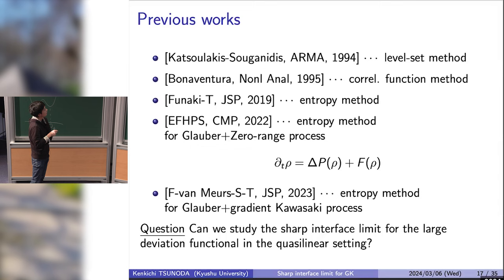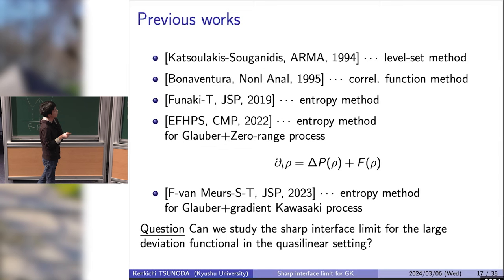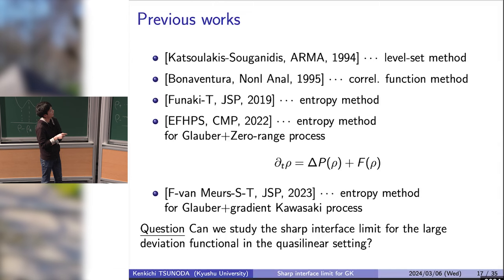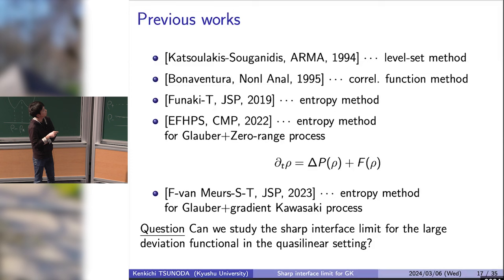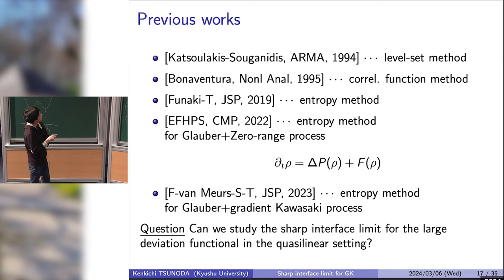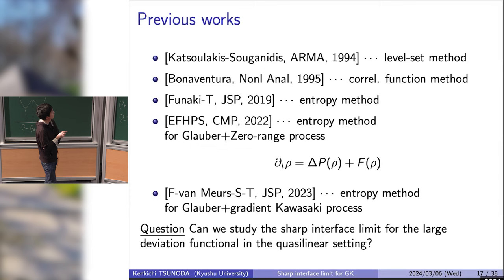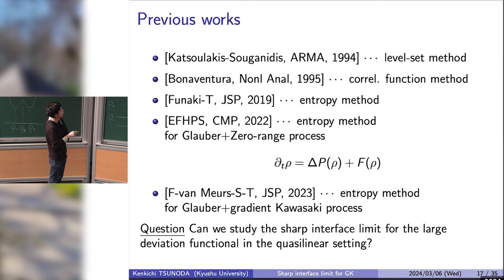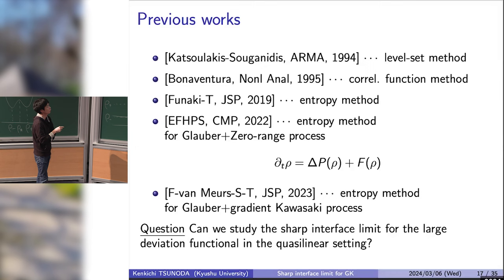Recently, we have studied with Professor Funaki the same problem by using the so-called entropy method, because the entropy method is much more robust than these methods, so we want to study this problem much more generally. And after this work, Katsuyuki, Funaki, Hilhorst, Park, and Suzuki studied the same problem for the Glauber plus zero-range process. And the difference is the following: the diffusion is not linear, it is quasi-linear like this, and this P is determined from the microscopic interaction of this process.